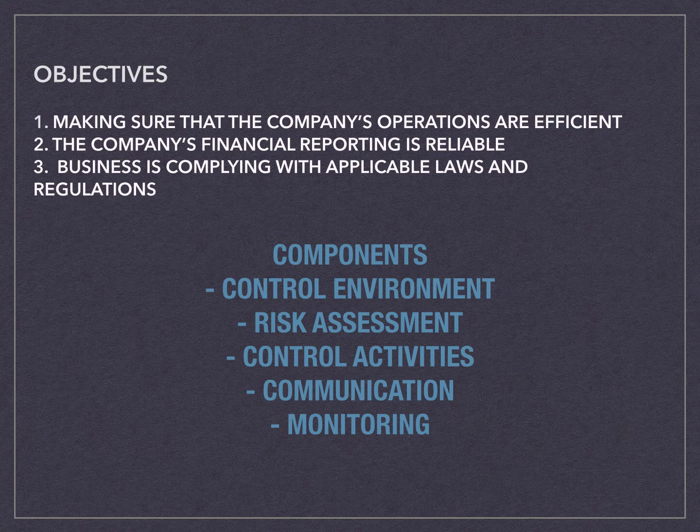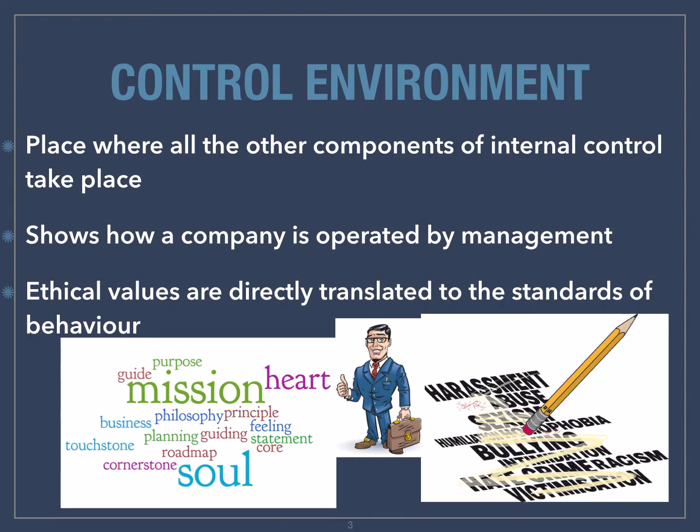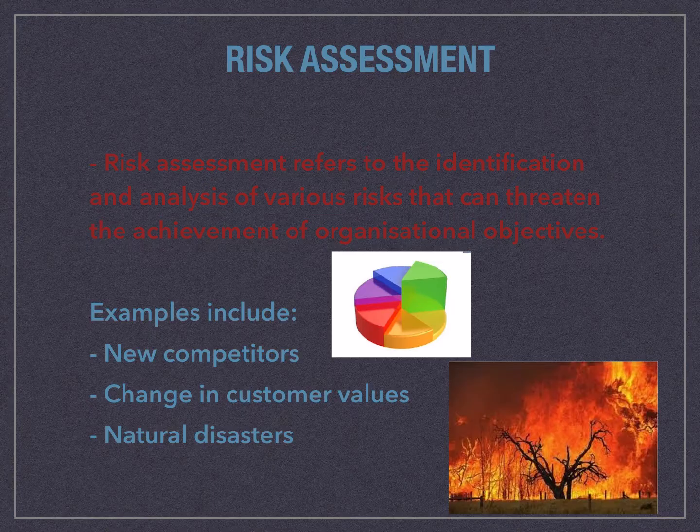Internal control is made up of five components: the control environment, risk assessment, control activities, information and communication, as well as monitoring. Control environment is essentially the infrastructure for all of the other components of internal control. It is important as it centers around how a company is operated by its management. The company's control consciousness and ethical values is translated into the standards of behavior for all employees to follow.